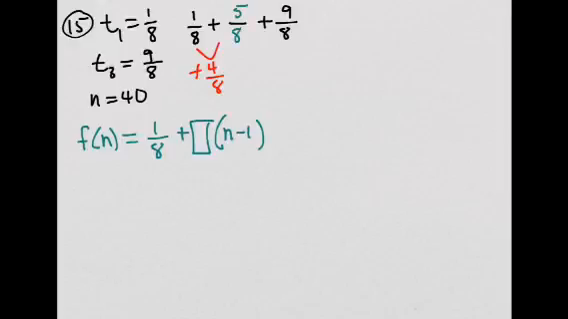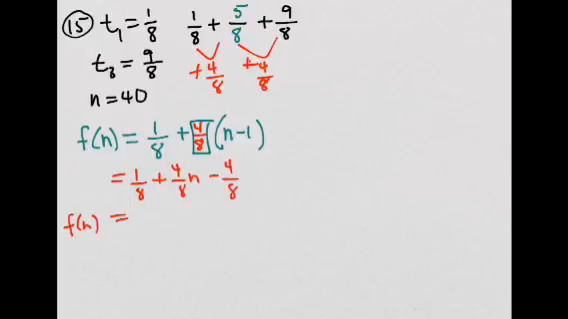And let's see, does it work for the next one? If you add 4/8, do you get 9/8? And the answer is yes. So my common difference is 4/8. And I know I could reduce it to a half, but I'm going to keep it as eighths, just because this is in eighths. It might be easier to just keep it in eighths. So 1/8 plus 4/8 (n minus 1). So that means f of n is 1 minus 4, negative 3/8, plus 4/8 n.